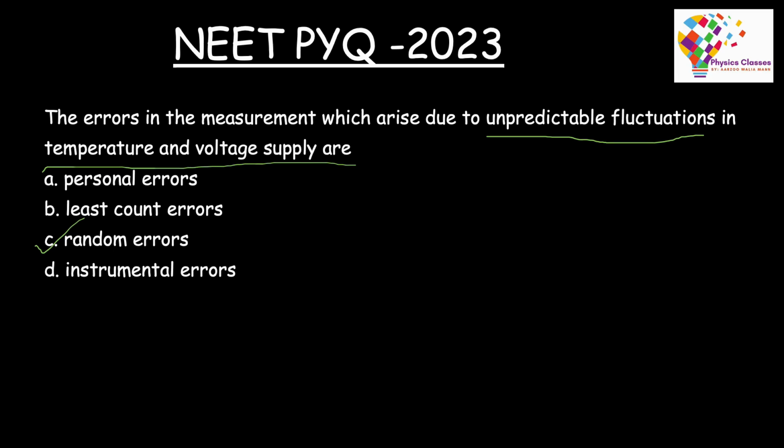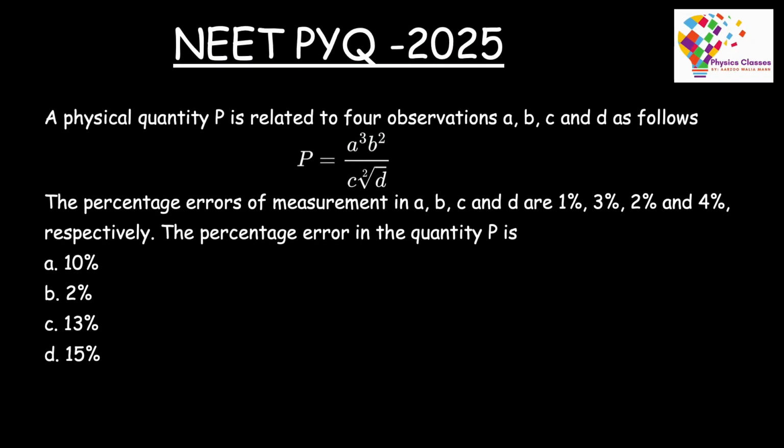Let us move on to the next question, which is from NEET 2025. It says a physical quantity P is related to 4 observations A, B, C and D as follows. The percentage errors of measurement in A, B, C, and D are 1%, 3%, 2%, and 4% respectively. The percentage error in the quantity P is. Again, it's a question on power rule.